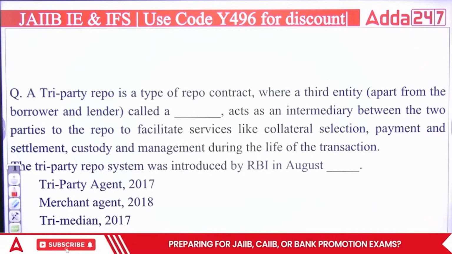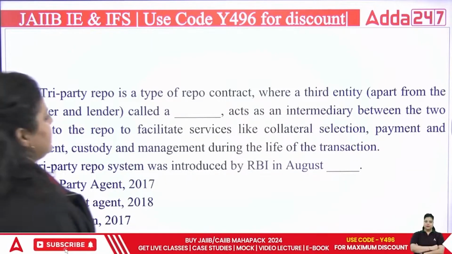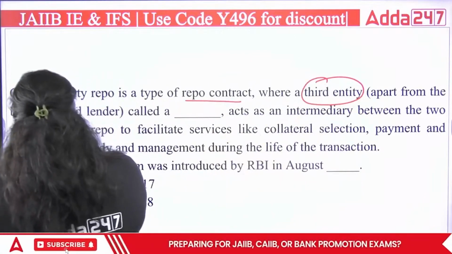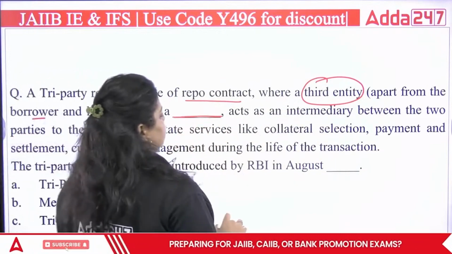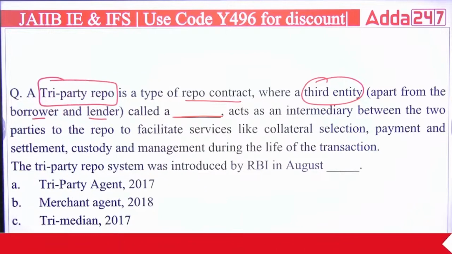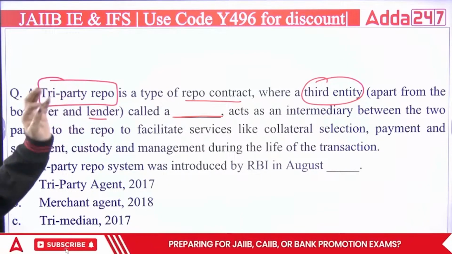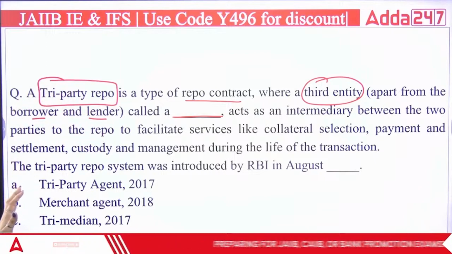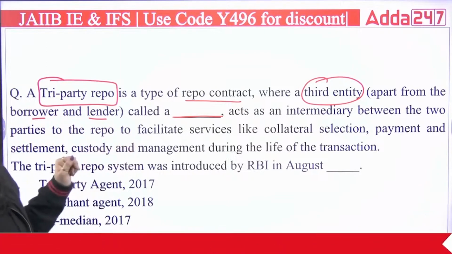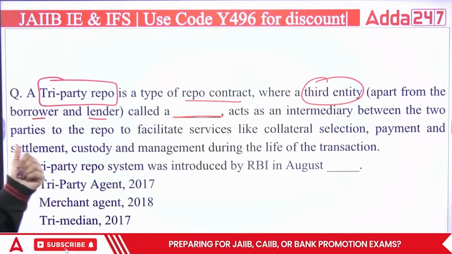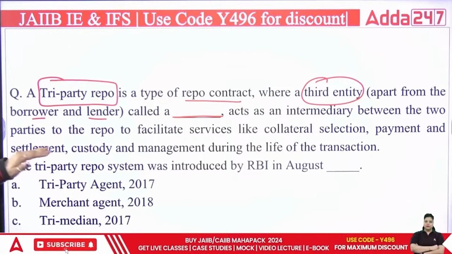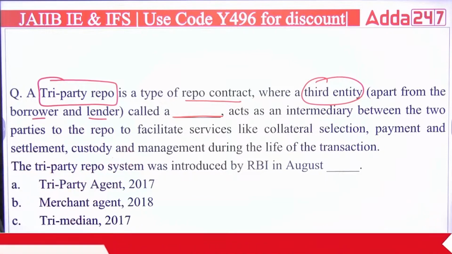Now, next. A tri-party repo is a type of repo contract where the third entity, apart from the borrower and lender, is called a dash. So the third instrument we are talking about here of money market is a tri-party repo. It is saying that tri-party repo is a type of repo contract where the third entity will be a participant, apart from borrower and lender. That is called a dash. It acts as an intermediary between the two parties to the repo to facilitate services like collateral selection, payment and settlement, custody and management during the life of the transaction.